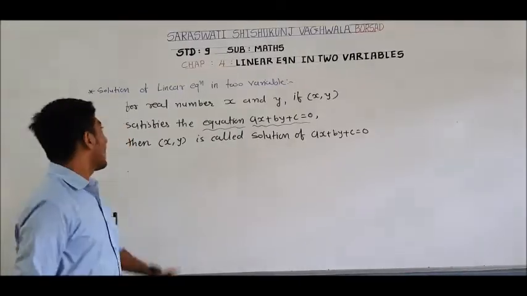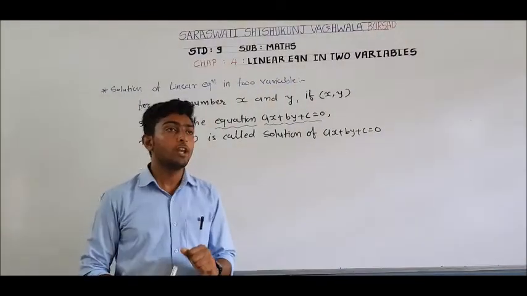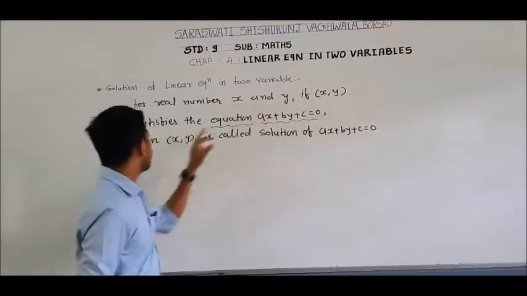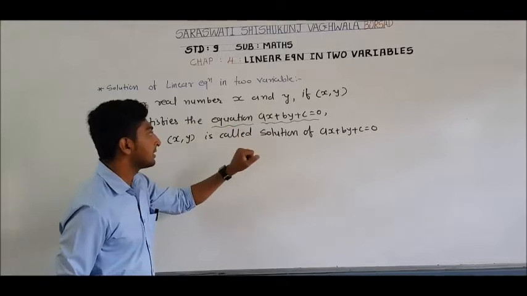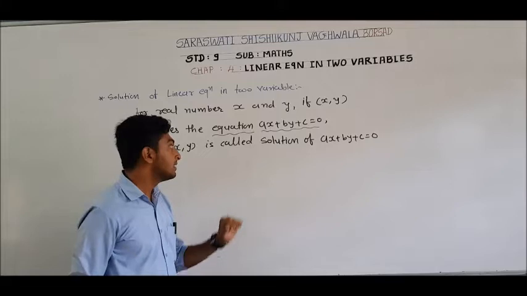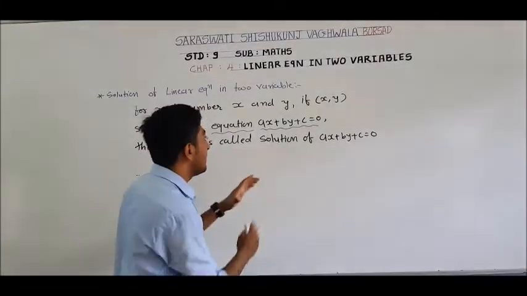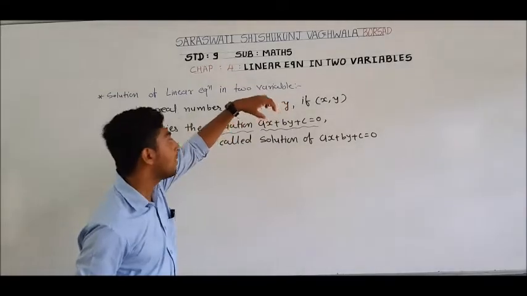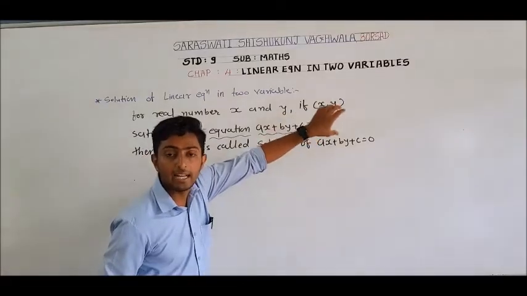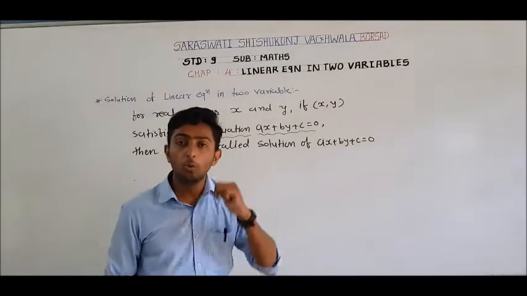Dear students, now let us start the solution of linear equation in two variables. What is the solution of linear equation in two variables? For real numbers x and y, if x and y satisfy the equation ax plus by plus c equal to 0, then (x, y) is called a solution of ax plus by plus c equal to 0. That means when you substitute the values of x and y, you will get 0 on the LHS. That means this is the solution of linear equation in two variables.